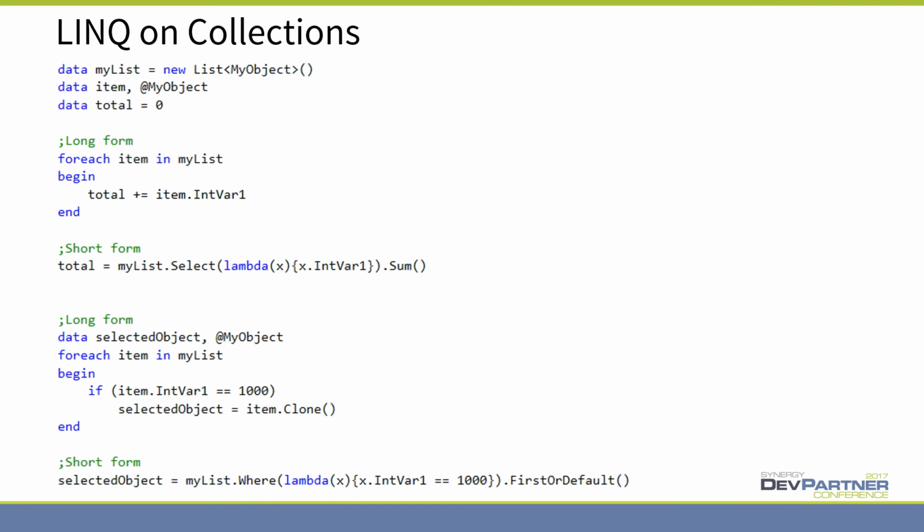LINQ on collections, again, I'm not going to expound on this one. There's a lot of information about LINQ that you can glean online, but basically what you can do is do things like select from your list based on a value. And you can see there the long form versus the short form. And then here, what you're doing is you're saying, give me the first element in that list that matches that particular value that I'm looking for, which in this case is int var equals 1,000.